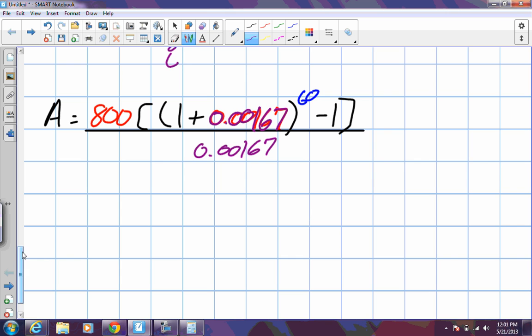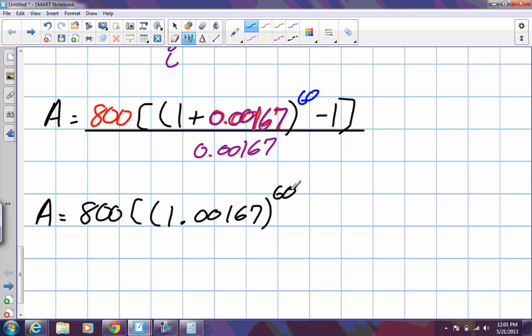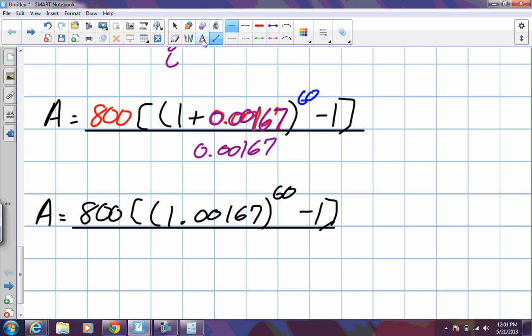So let's simplify using BEDMAS. We have 800 times 1.00167 to the power of 60, which we'll definitely need a calculator for. Then we're going to subtract that value by 1, and the very last thing we're going to do is divide by 0.00167. So I'm going to try to do this all together on my calculator.